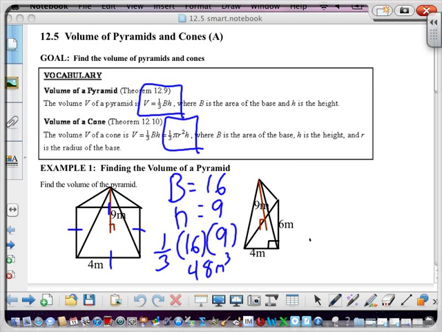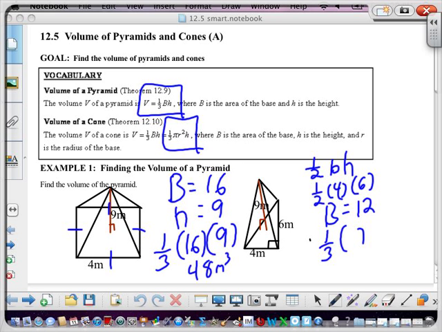What's the area for a triangle? 1/2 base times height. 1/2 little base times height. So we go 1/2 times 4 times 6. Does everybody see where that comes from? What's half of 4? 2 times 6. So my big base for this is 12. So I do 1/3 times 12 times 9. So you can do 12 times 9 divided by 3. Yep, 36 meters cubed.